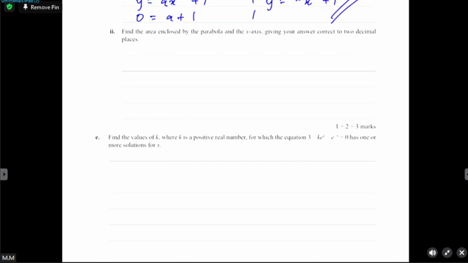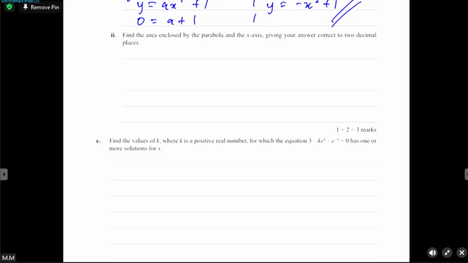Find the area enclosed by the parabola, so that's just integration from -1 to 1. So that's equal to 1.33 square kilometers.